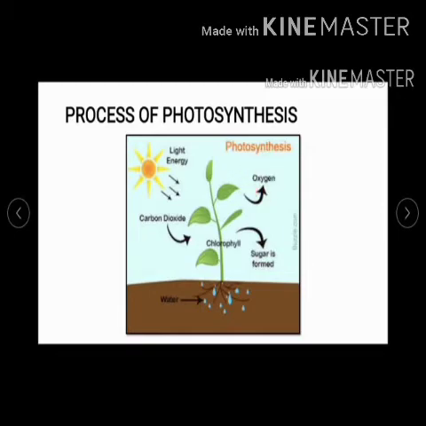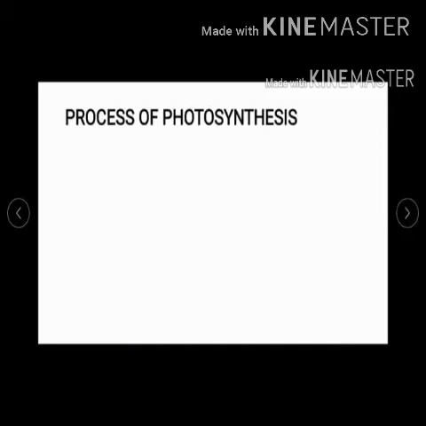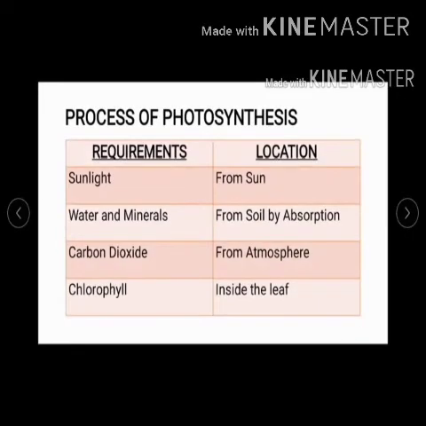meaning it is the secondary product, it is not the prime product. So what exactly are the things we require for the process? We require 4 things: sunlight, which we'll get from the sun, water and minerals, which we'll get from the soil. And how is the plant going to get it? By the process of absorption. The plant is going to absorb water from the soil.